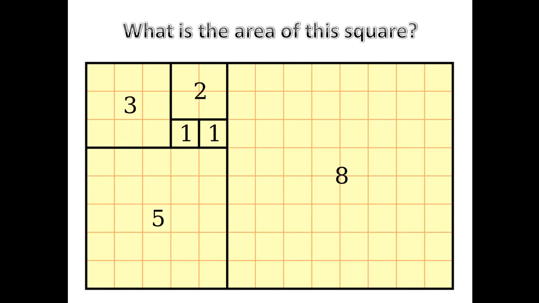The height is clearly 8, and the base is 5 plus 8, which is 13. So the area is 13 times 8. So that's why the squared numbers of 1, 1, 2, 3, 5, and 8 add up to 13 times 8.